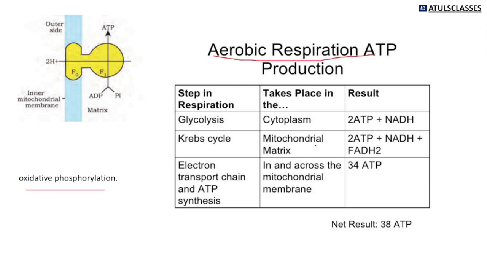Aerobic respiration: ATP is produced once in glycolysis, which takes place in the cytoplasm, and again in the Krebs cycle, which takes place in the mitochondrial matrix. ATP, NADH2 and FADH2 are formed. Then in electron transport, after the formation of these, there is a net gain of 38 ATP, which we have seen in the earlier slides also. So this is all about aerobic respiration and ATP.